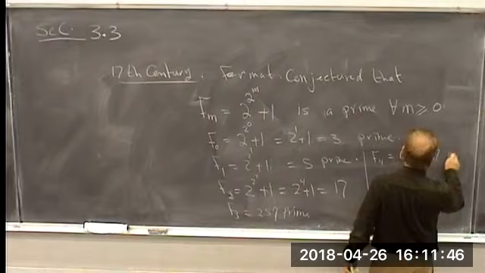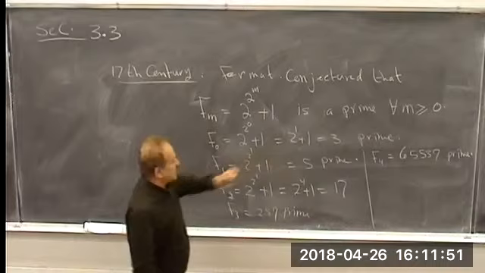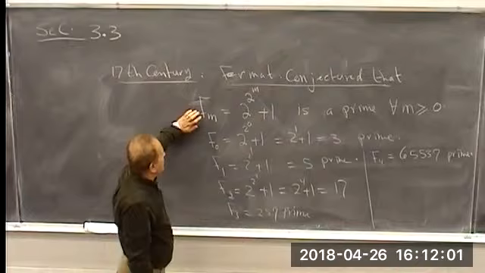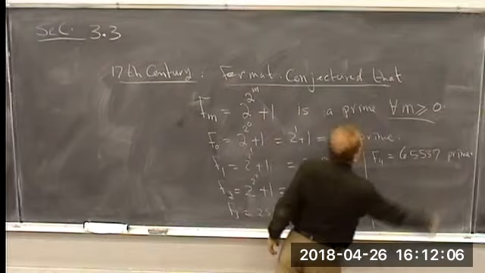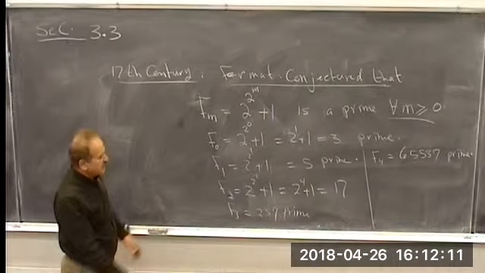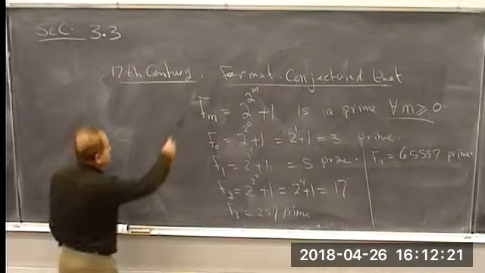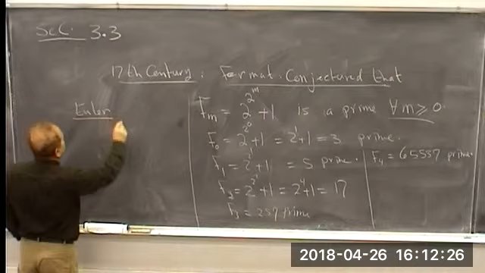And Fermat stopped there. He made a conjecture, in fact for him a theorem, that for any m bigger than or equal to 0, this produces a prime. Then in the 18th century, about 100 years later, the great Swiss mathematician Euler calculated F5.